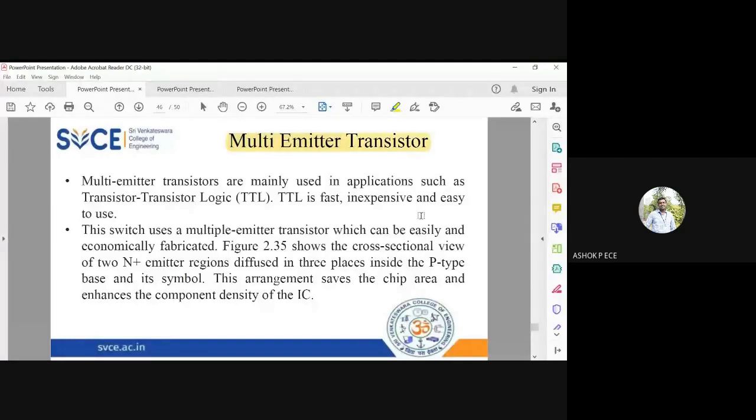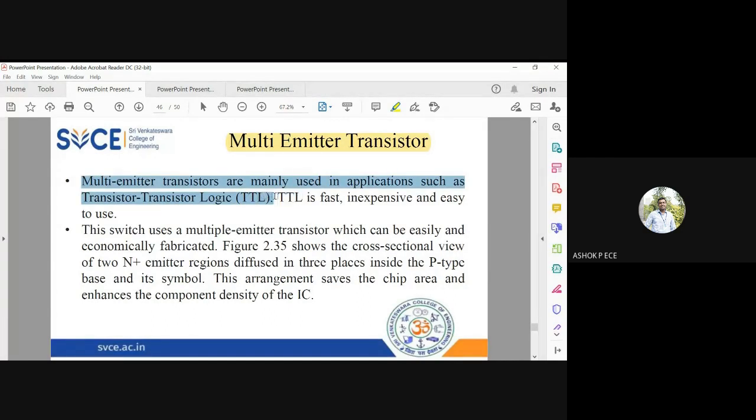Transistor. So this multi-emitter transistor has nothing to do with amplifiers. It is mainly used in digital circuits. You know that the two functions of a transistor are amplifier and switch. When the transistor is operating in the active region, you use it for amplifying purposes. When the transistor operates in cutoff or saturation, you use it as a switch. One such application of the multi-emitter transistor is that it is mainly used in TTL.